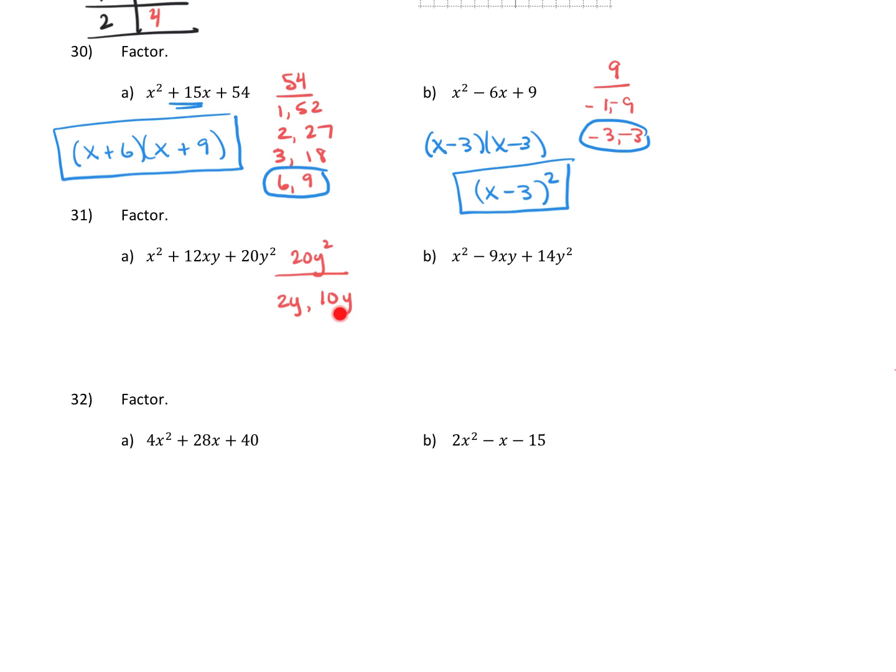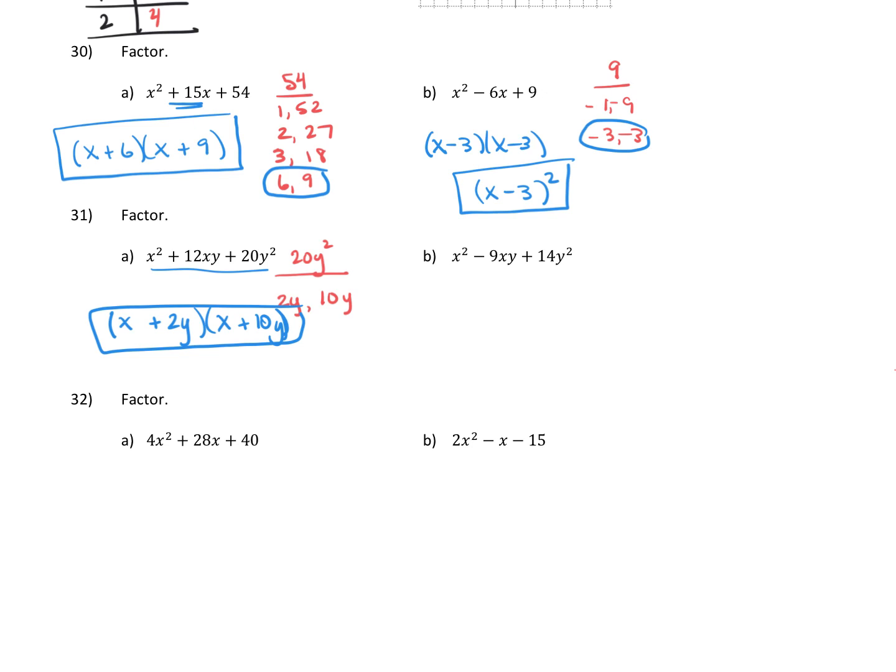2y times 10y is 20y squared, and that 2 plus the 10 gets us that 12. So that is the factor pair that we're looking for. We can go ahead to our two binomial factors. This is still going to start out with an x, but instead of saying x plus 2, we're going to say x plus 2y, and then x plus 10y. And those are our two binomial factors for that trinomial.